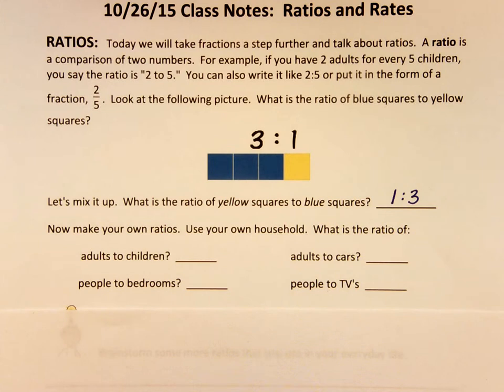I'd like you to make your own ratios. Use your own household, whoever lives in the house or apartment with you. What is the ratio of adults to children? Go ahead and figure that out. And you can hit pause on this video whenever you want if you need more time. Since I don't have you in class, we'll have to do mine.